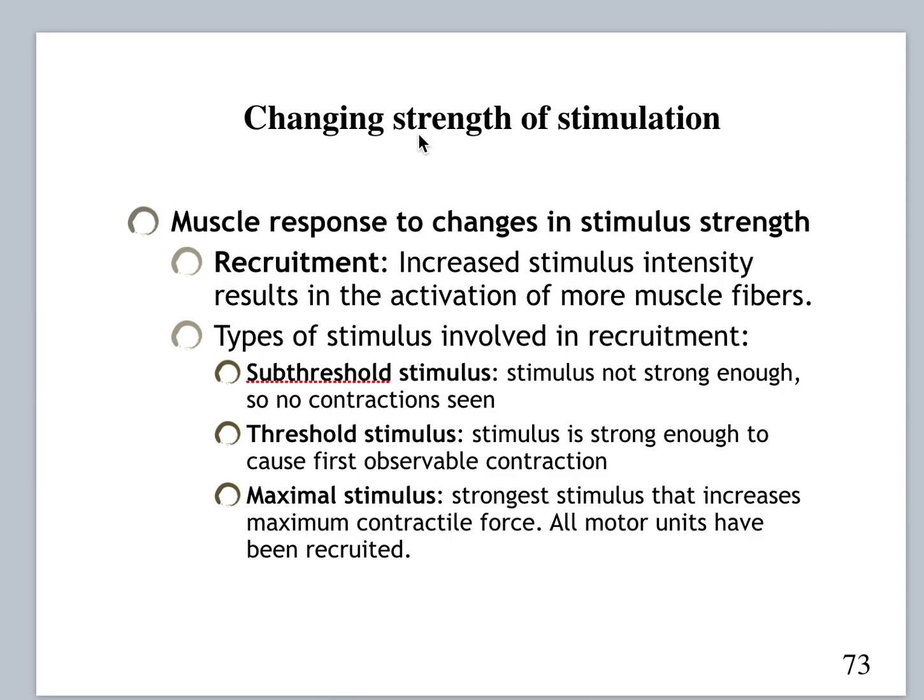Now, that was changing the timing of stimulation. We can also change the strength of stimulation, and that involves what's called recruitment. When you first stimulate a nerve, it activates the motor units that are easier to activate. If more muscle tension is required, then other motor units are recruited.